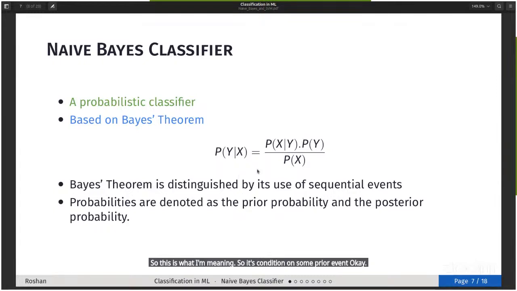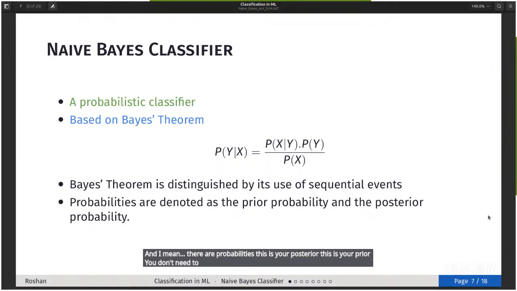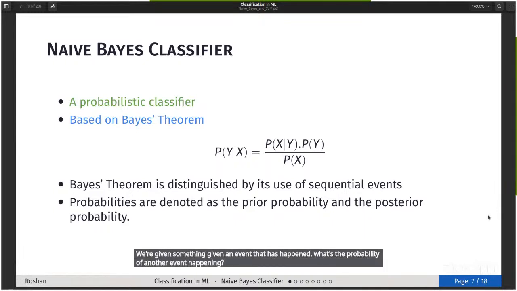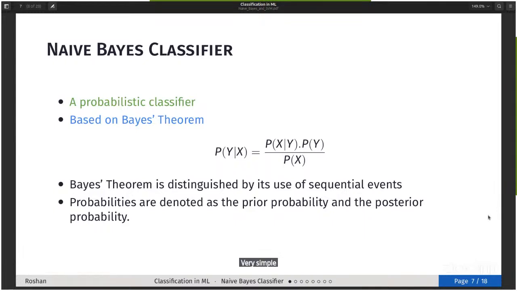And there are probabilities. This is your posterior. This is your prior. You don't need to get too much into the mathematics here. There are a lot of different concepts involved, but this is the basic idea, where given an event that has happened, what's the probability of another event happening? A very simple example is the coin toss.